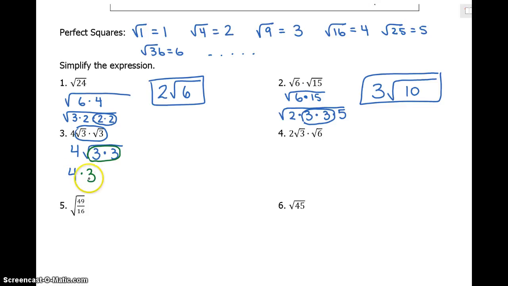Well, then I don't want to leave 4 times 3 because I know what that equals. So our final answer is going to be 12. 4 times 3 is 12. All right. Let's go on to number 4.